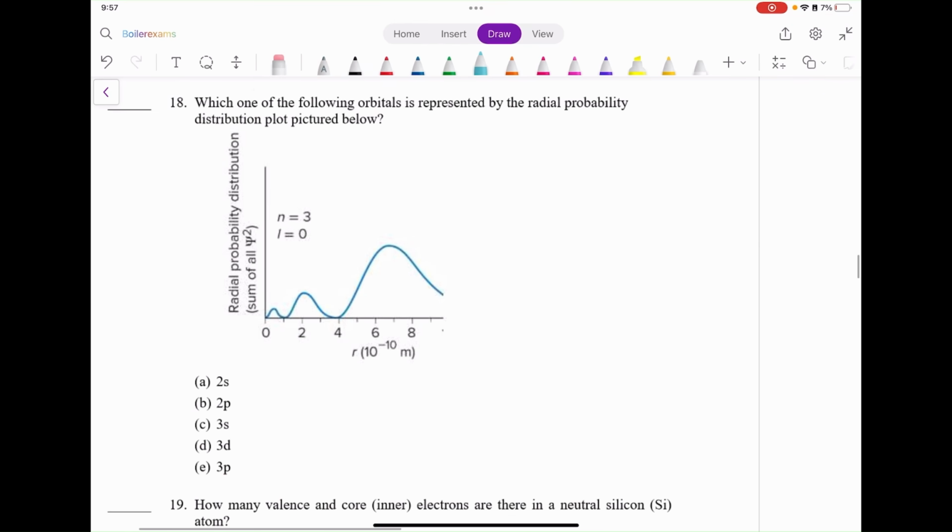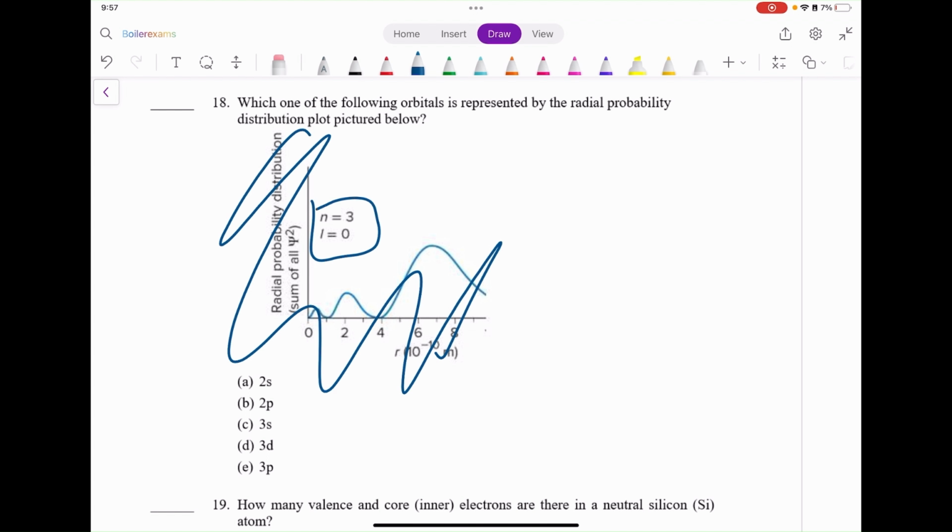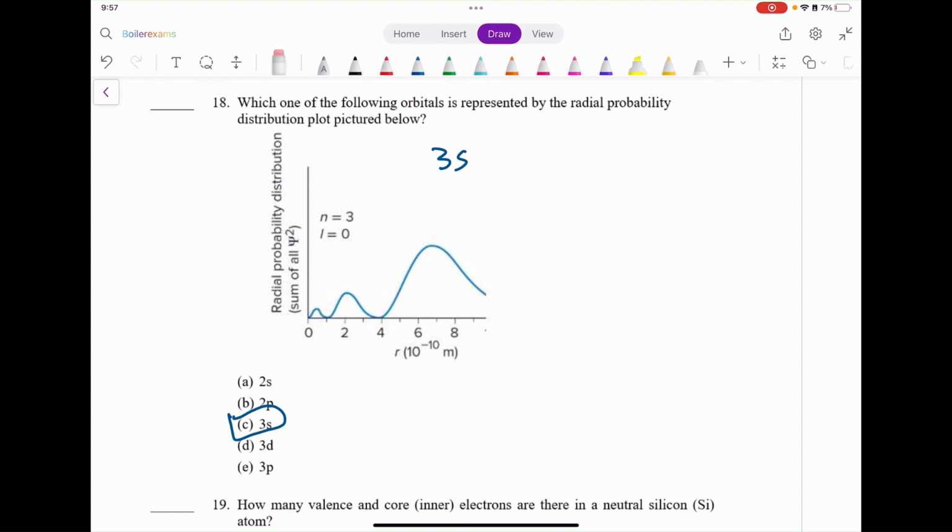Which one of the following orbitals is represented by the radial probability distribution plot pictured below? I don't even care about the probability plot. Look at that. Energy level 3, l = 0, so I know it's s. So I know it's 3s. I know it's C. I don't know why they give you the plot if they're just going to say that. But regardless, I know that this is an s plot, and I know it's in the 3rd energy level because it has 2 nodes.